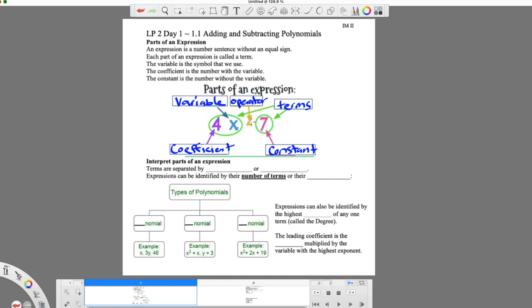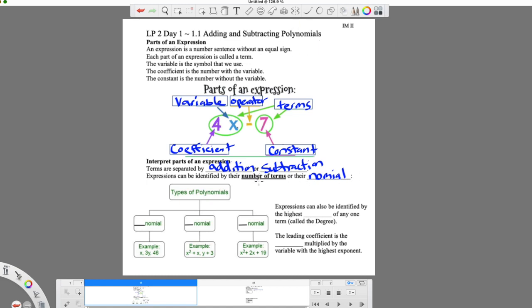divided. All right, terms are separated by addition or subtraction. So that's how I know that these are different terms. 4x minus 7. That minus sign separates the two terms. Okay. Expressions can be identified by their number of terms or their nomial. Because when we hear nomial, like polynomial, nomial means number of terms.